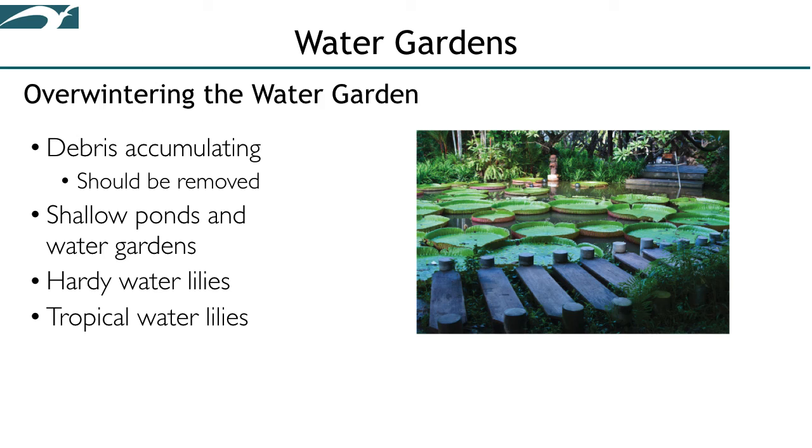Winterizing your water garden. Do not allow debris to accumulate. Remove it as quickly as possible. For shallow ponds in your water gardens, you want to use hardy plants such as water lilies, or tropical plants that will help you survive the winter.